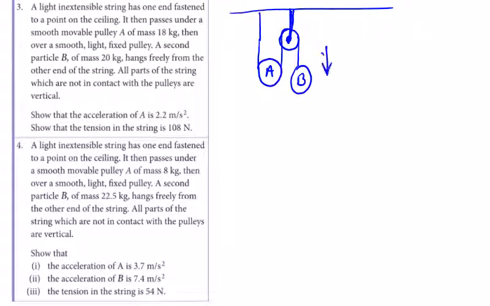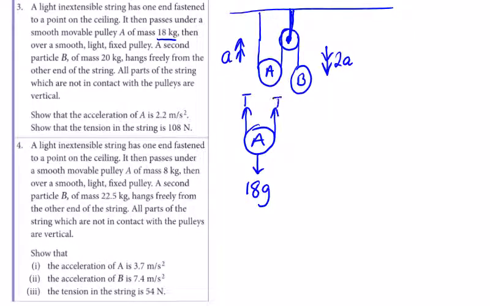I've got two strings on A and one on B, so B is going to go down twice as fast as A goes up. And if I write my equations of motion, mg for A is 18g. I have two strings and I have direction of motion. So 2t minus the opposing force of 18g is equal to ma.